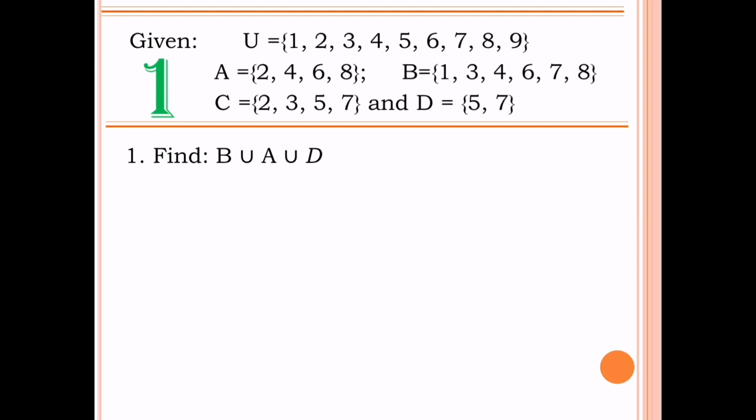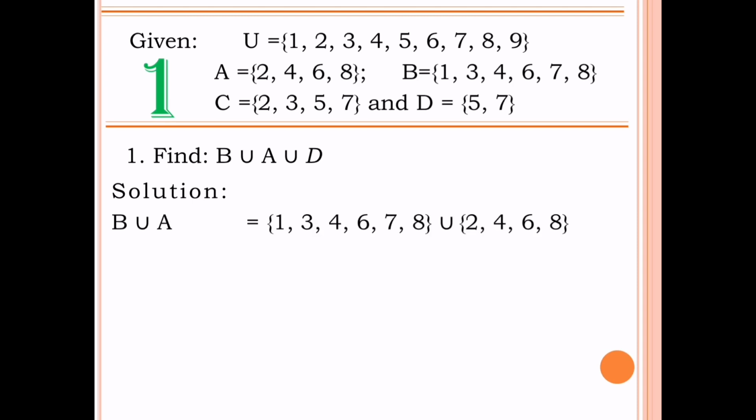In this case, I am going to discuss how to provide a solution step by step. First, if we have a series of operations in a given problem, we solve it from left to right. In short, we do the first operation, set B union set A. So bring down all the elements of set B, bring down all the elements of set A, as well as the operation. Since union means to unite, we unite them all. So we have 1, 2, 3, 4, 6, 7, 8.